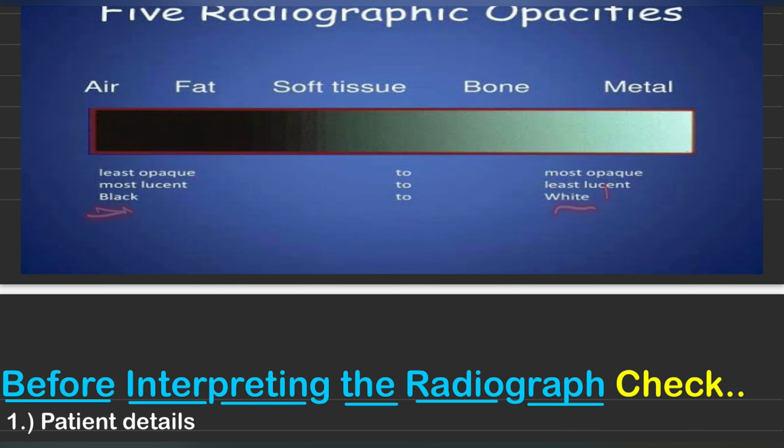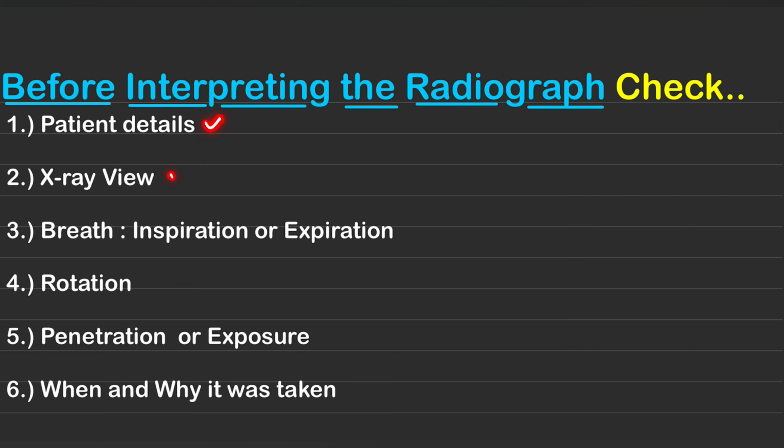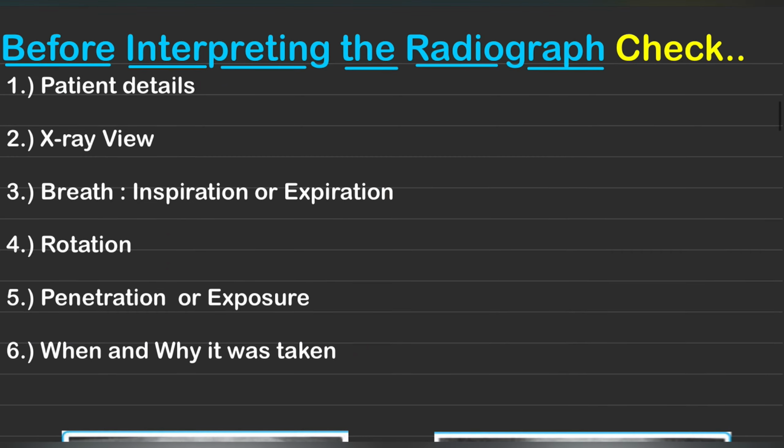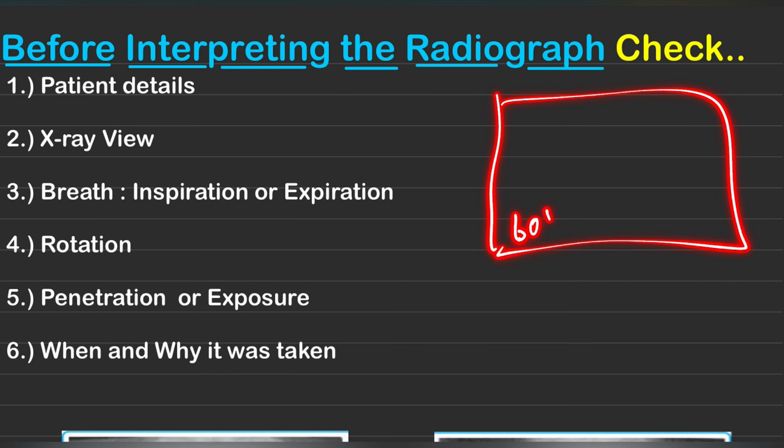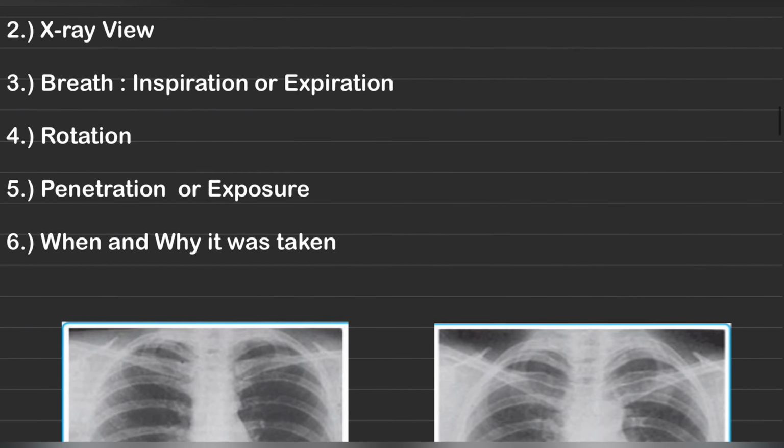Now before reading any radiographic film we need to check some points, and these are the must-check points. If you don't check, then you are not going to present or interpret a radiographic film correctly. So what are those? First of all, you need to check the patient details on the x-ray film, where the name, age and the date of examination are written. The next one is the view, which view the x-ray is taken in, whether it is PA view, AP view or any lateral decubitus.